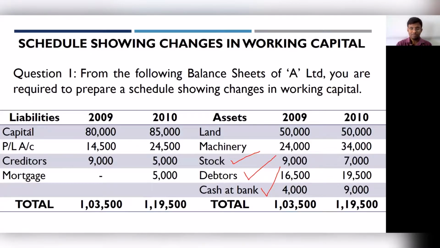Now let's move on to the liability. So we have capital. Capital is not profit and loss account. It is as good as net profit. Creditors, yes, this is a current liability. Then we have mortgage. Mortgage implies it's a loan, so it would be a long-term liability. So mortgage is not a current liability, it is a long-term liability. So we have three current assets and we have one current liability that we have to consider while preparing the schedule showing changes in working capital.